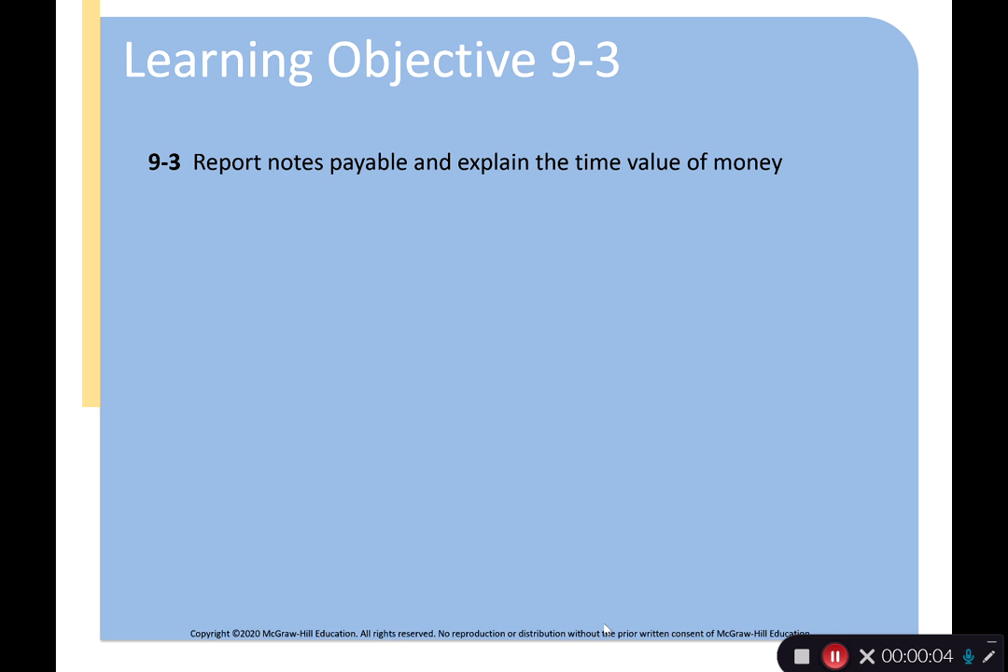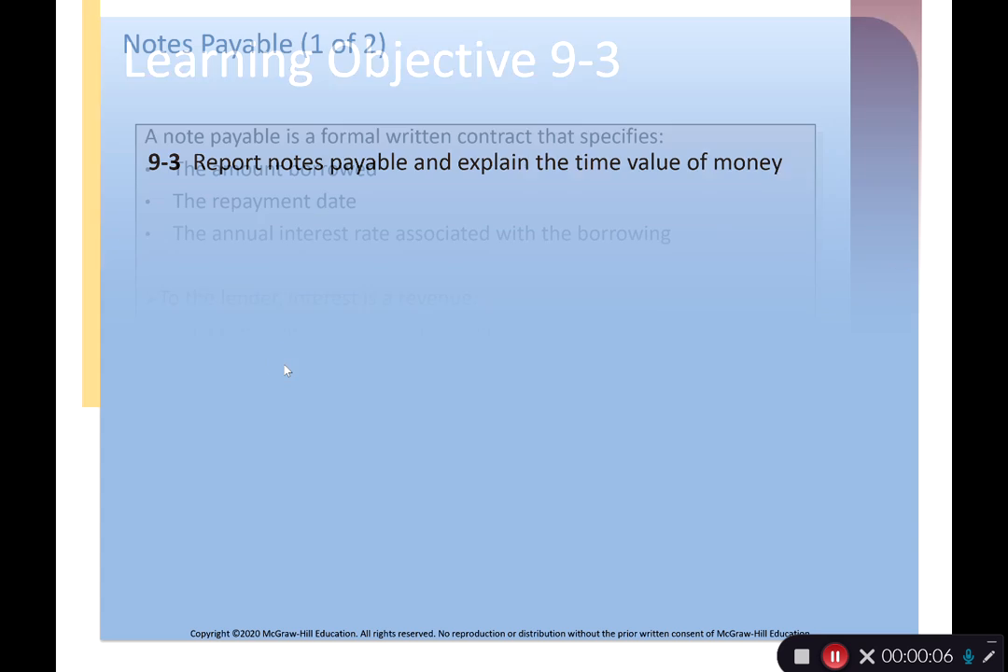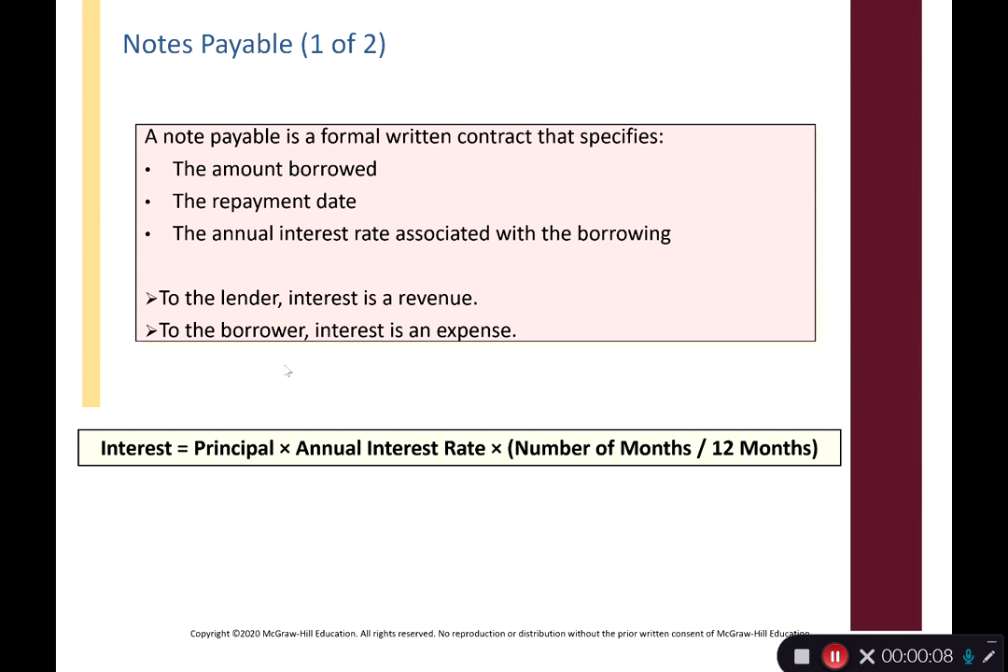All right, now we're going to talk about notes payable. Notes payable are usually similar to an account payable in that we owe money, but it's more formalized. So the note payable is going to involve a written contract, which is going to include the amount borrowed, the repayment date, and the annual interest.